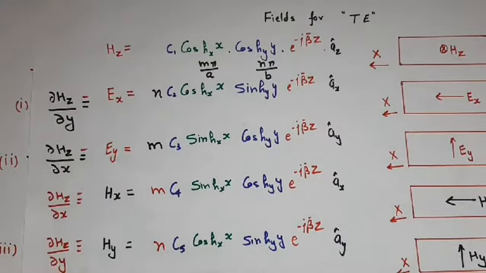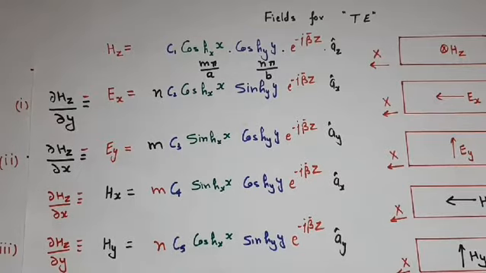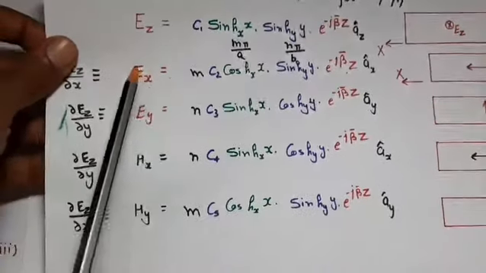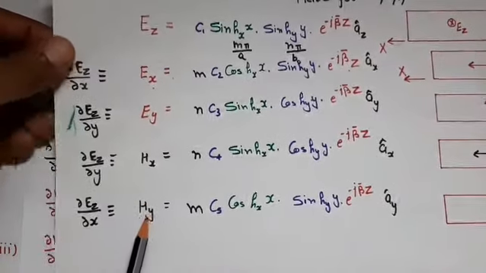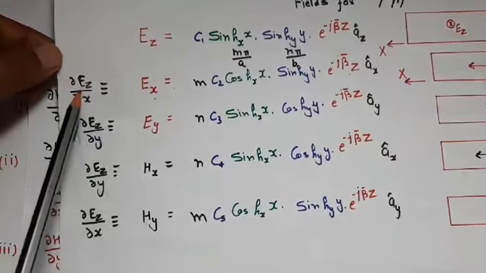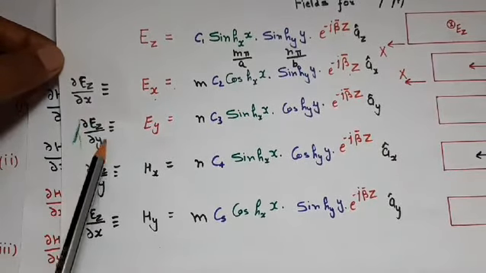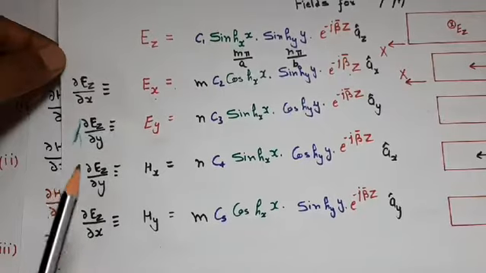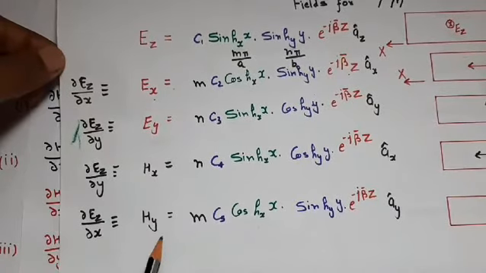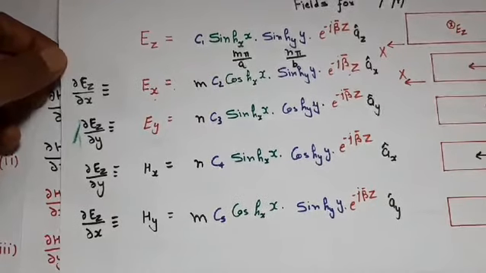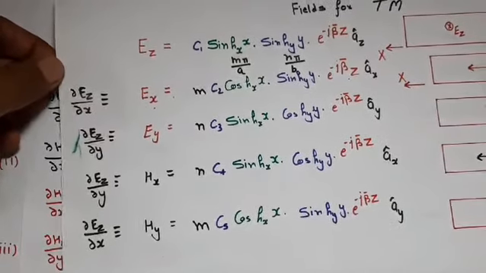The same is true for TM mode also. In case of TM, instead of HZ, EZ is present, and other components like EX, EY, HX, HY are found by the derivative of EZ with respect to X or Y. Now the question arises: when we have already written all these field expressions, why am I telling this thing? The answer is, here we have used Hx and Hy.